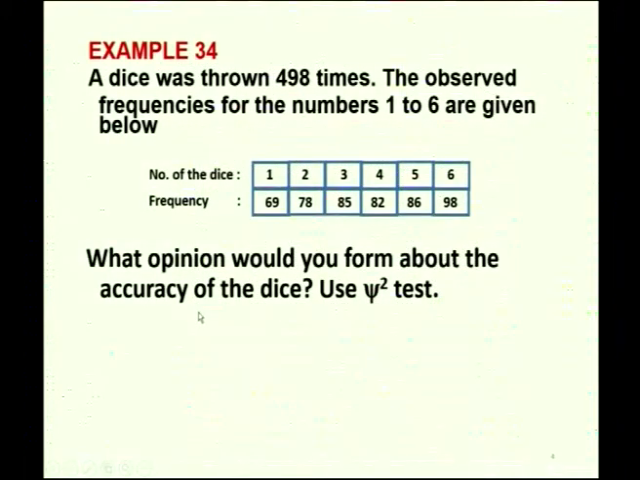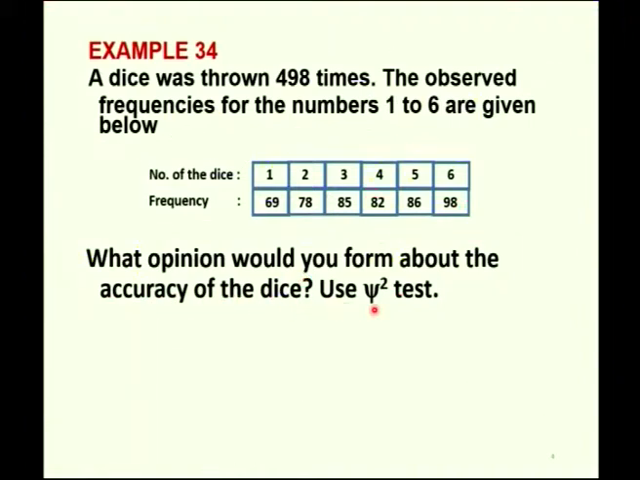So, a dice was thrown 498 times. The observed frequencies for the numbers 1 to 6 are given below. Number on the dice is 1, 2, 3, 4, 5, 6. The frequency is 69, that is the die with one face appears 69 times. The die with 2 points appears 78 times and the die face with 3 spots appears 85 times. Like that, these are the frequencies. What opinion would you form about the accuracy of the dice?